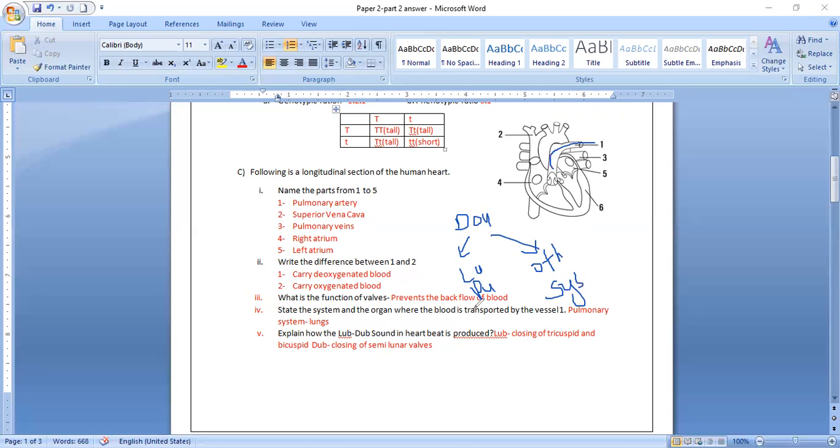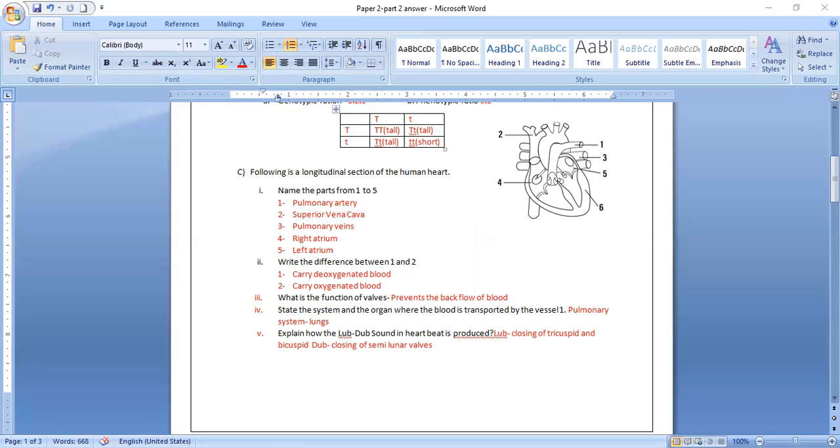Here the pulmonary artery takes the blood to the lungs. So that is called pulmonary circulation. So the system is pulmonary circulation and the organ is the lung. Right? Then the next question, explain how the lub sound in the heart is produced.